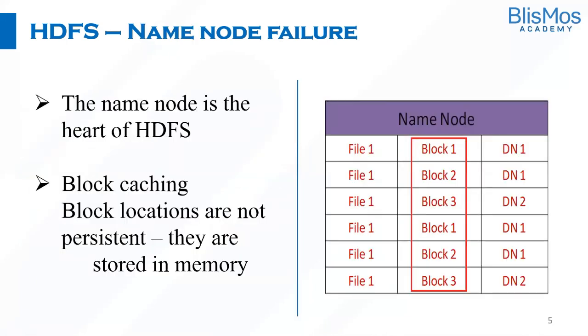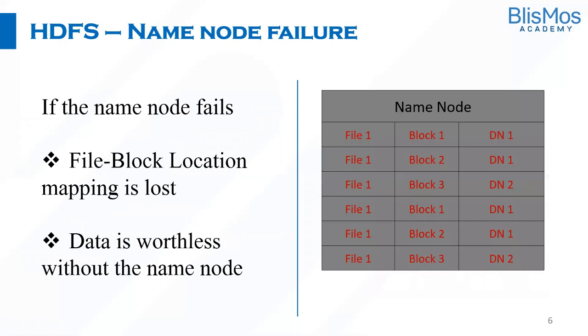Let us understand what happens if the name node fails. The name node, as we understand, is the heart of HDFS. We know that the whole metadata of all the files is stored as part of the name node. Also, block locations are not persistent. They are stored in memory, which is also called block caching. They keep changing. If the name node fails, the file block location mapping is lost.